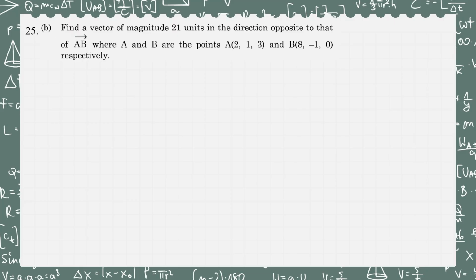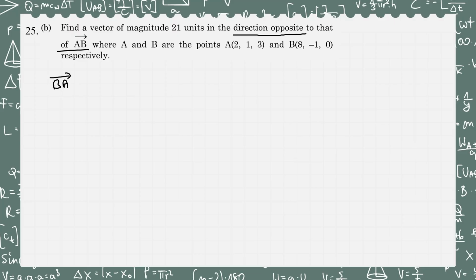Find a vector of magnitude 21 units in the direction opposite to that of AB vector, where A and B are the points 2, 1, 3 and 8, minus 1, 0 respectively. First of all, what we have to do is, we have to find a unit vector in the direction of BA vector, because we want the vector in the direction opposite to that of AB. So a vector which is opposite in direction of AB will be BA vector. So we can find out BA vector.